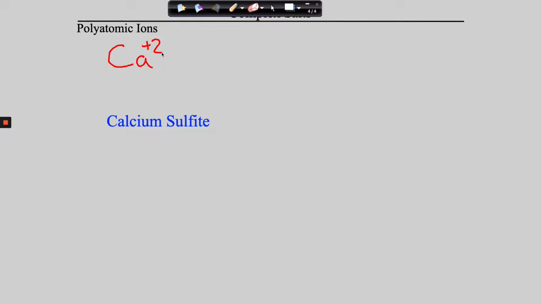Because if it was sulfur, what would we call it? Sulfide. But it ends in ite. And if it ends in ite or ate, we're going to find it on that table. So guys, find sulfite. What is it? It's in the bottom. It's -2. Do you see it there? It is SO3. Guys, be careful. Sulfate is SO4. Sulfite is SO3.